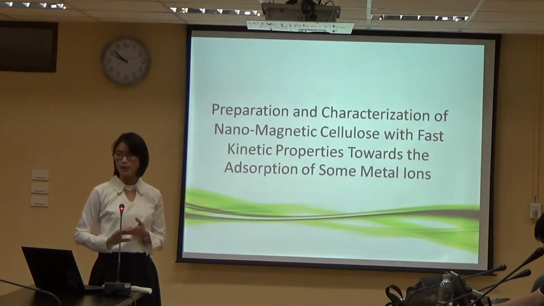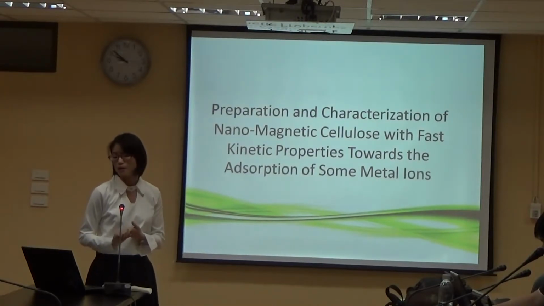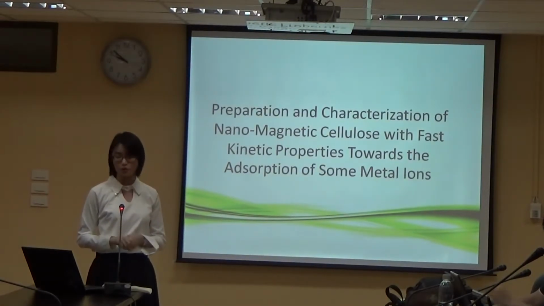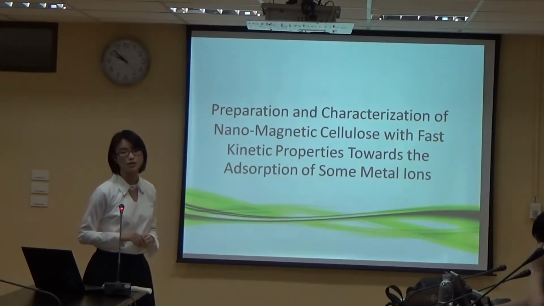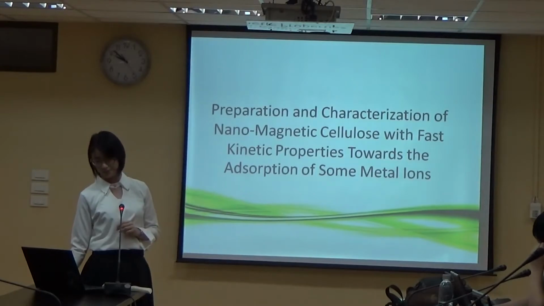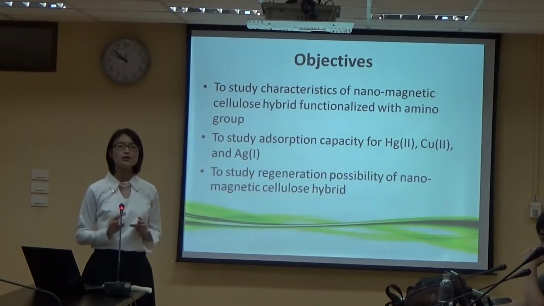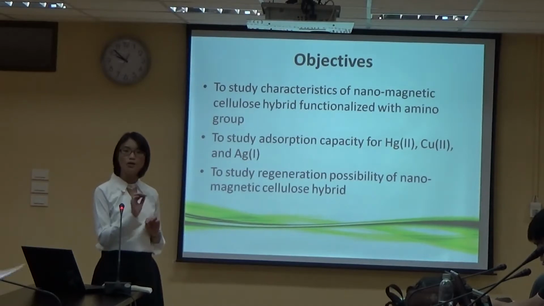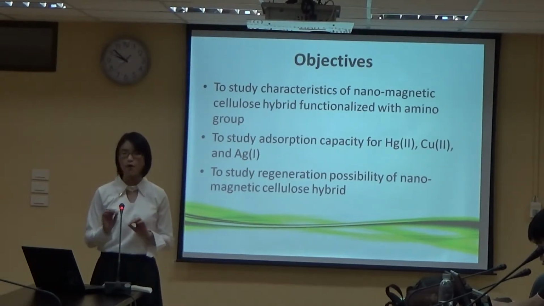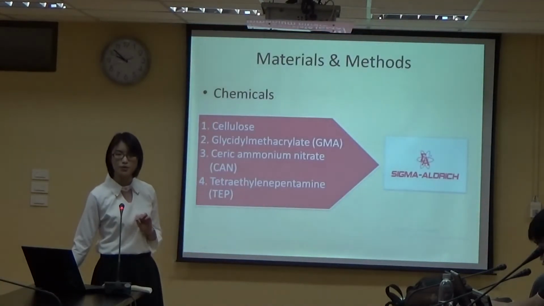And this research paper, which I use as a main reference, is called Preparation and Characterizations of Nanomagnetic Cellulose with Fast Kinetic Properties Toward the Adsorption of some metal ions. Their objectives are to study the characteristics of nanomagnetic cellulose functionalized with an amino group, and then to study the adsorption capacity with the regeneration possibilities of these adsorbents. So let's see what materials and methods they use here.